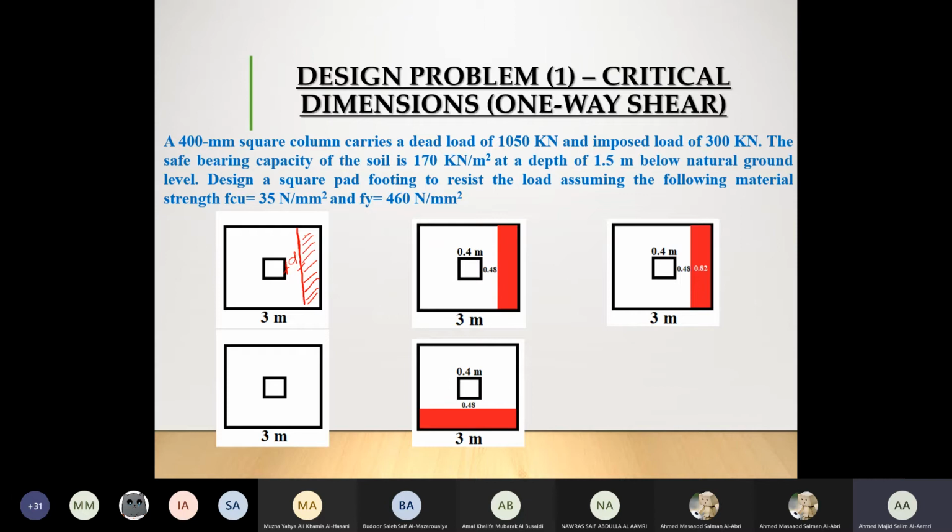Now, why I didn't do this: because I have a square column and a square foundation, so all the dimensions are going to be the same. No need for me to go and recalculate the other direction as well. Okay, all of them are going to give you 0.82.